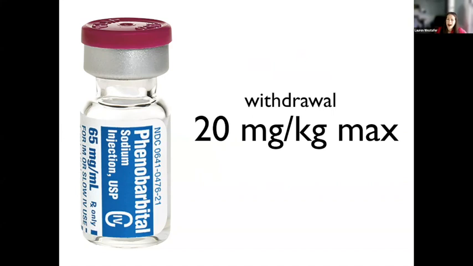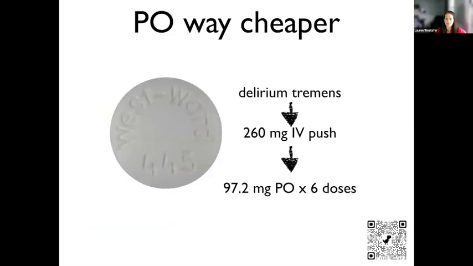And then we go to a max of 20 mgs per kg. And that is because after that point, it's unlikely to work. It's probably that there's something else going on. It's not just simple alcohol withdrawal. It's probably an infection that sent them into alcohol withdrawal, or a head bleed or something else. And you need to be reconsidering your differential at that time.